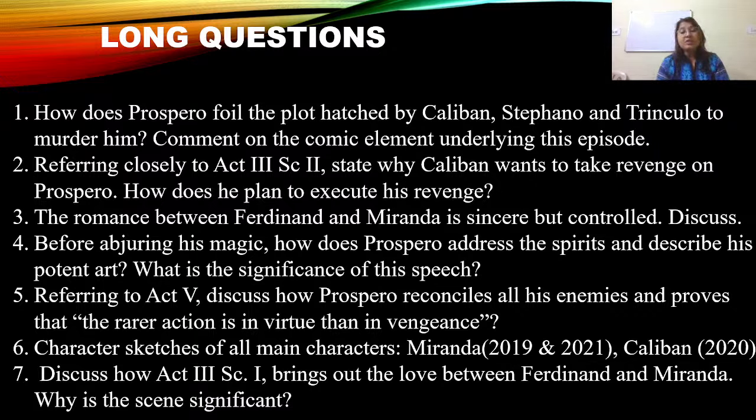Referring to Act 5, discuss how Prospero reconciles all his enemies and proves that the rarer action is in virtue than in vengeance. Then, character sketches of all main characters. They are required to be prepared. See, Miranda's character has come twice, in 2019 and in 2021 also. Caliban's character has also come in 2020. So you must prepare all characters.